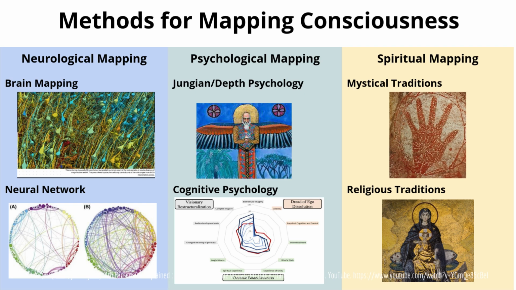Next, psychological mapping. If we look at Jungian psychology, which analyzes archetypes and symbols to understand the collective unconscious and the individual psyche, and cognitive psychology, which studies mental processes like attention, memory, and perception to understand how they contribute to conscious experiences. Thirdly, spiritual mapping. The mystical traditions explore practices like meditation, yoga, and shamanism to induce altered states of consciousness and gain insight into the nature of reality. Religious and philosophical systems analyze the teachings of various religions and philosophies to understand their views of consciousness and its potential.